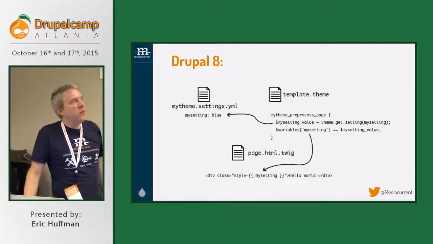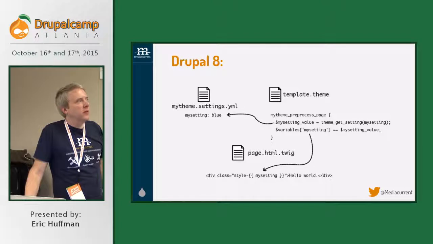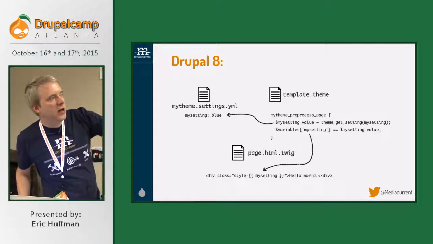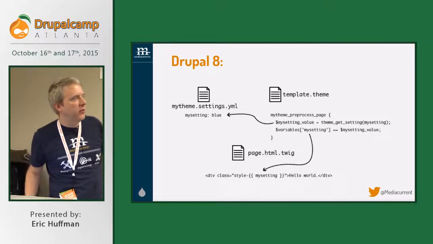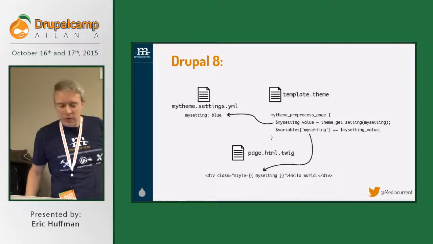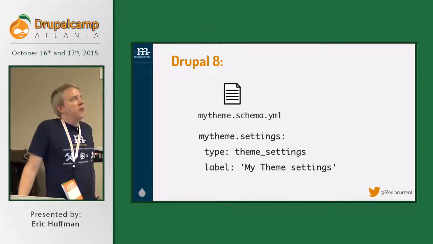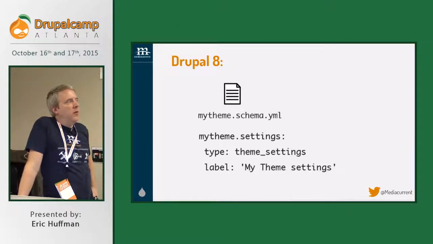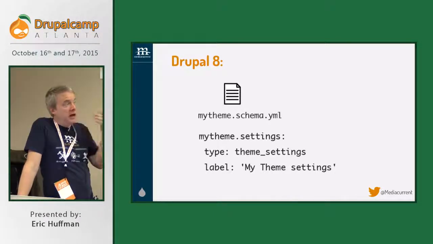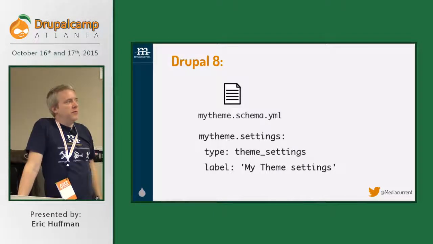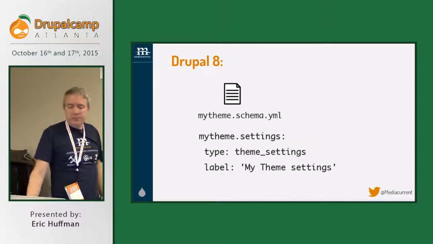So here's again a roadmap of how everything works. Very similar in Drupal 8. The function names, the preprocess functions are the same. The only difference, of course, is now we're working with Twig, so we output the variable a little differently, with the double curly brackets versus actual PHP. Here's the actual example of what the schema file would look like. It's very simple. You just have to have your theme name.settings, and then the type is theme_settings, and the label, just whatever appropriate label is for your theme.